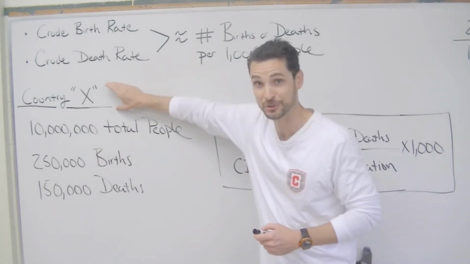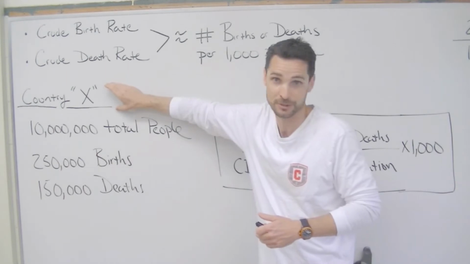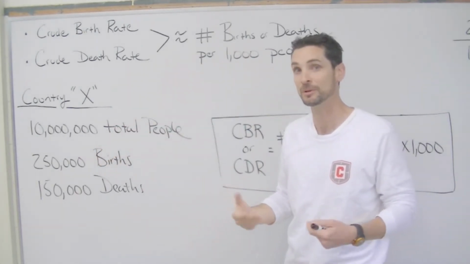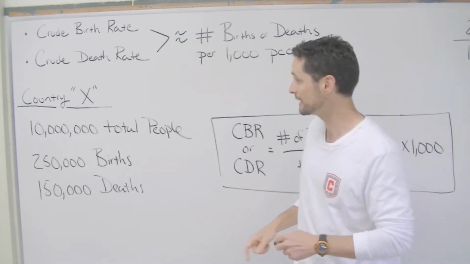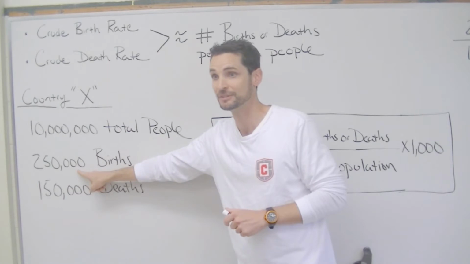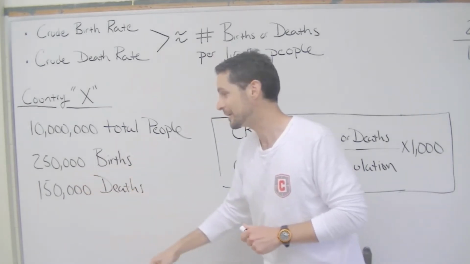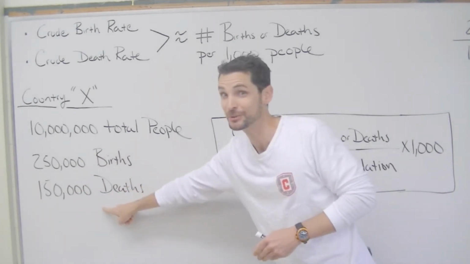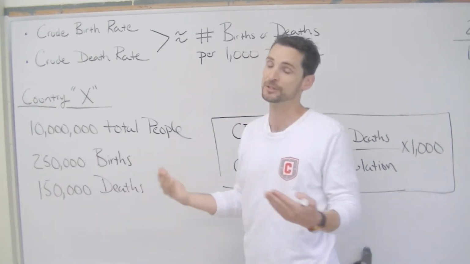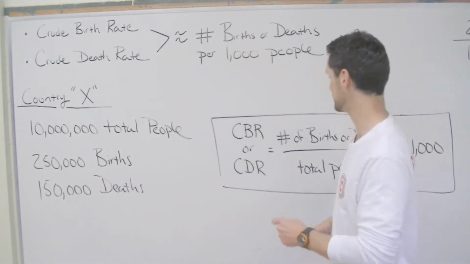So if we take a look at country X, you can make this whatever country you want. Let's say the total population is 10 million people. Within 1 year, there are 250,000 births within this population of 10 million people. And then within the same year, there were 150,000 deaths within the population. So you're going to do a really simple calculation.